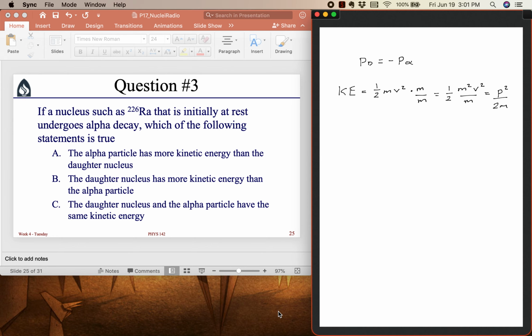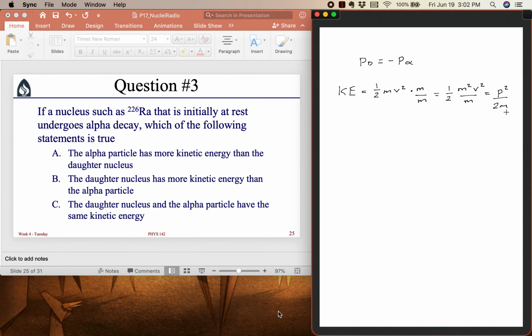So if kinetic energy is momentum squared over 2m, and we know that the momenta of the daughter and the alpha are identical to each other, or they have the same magnitude anyway, we can figure out, relatively speaking, how much kinetic energy they carry away.